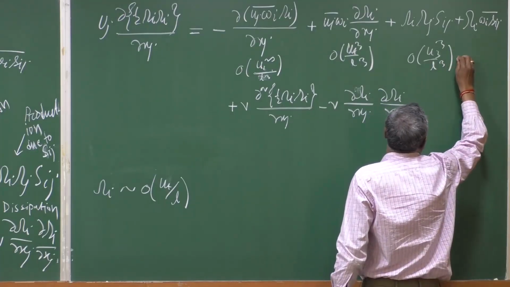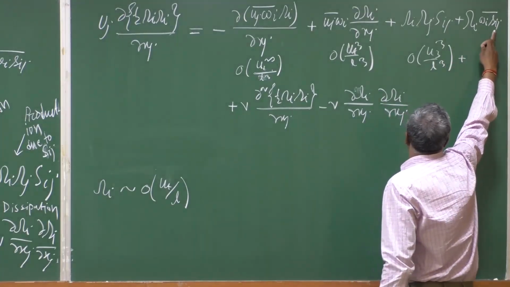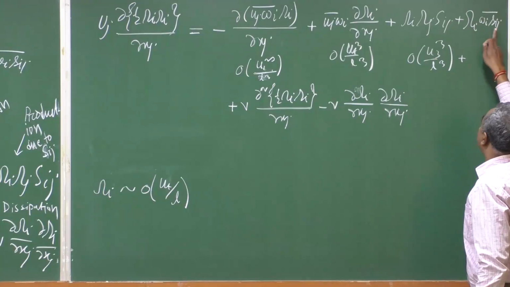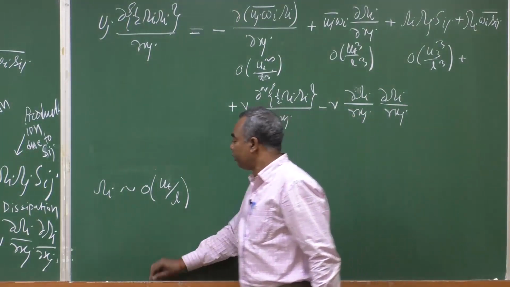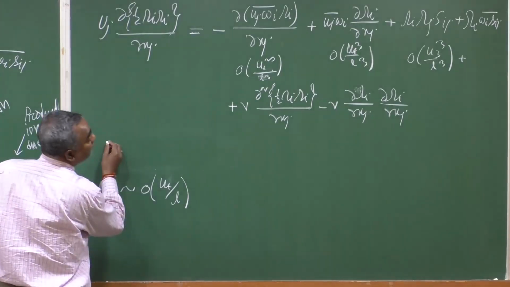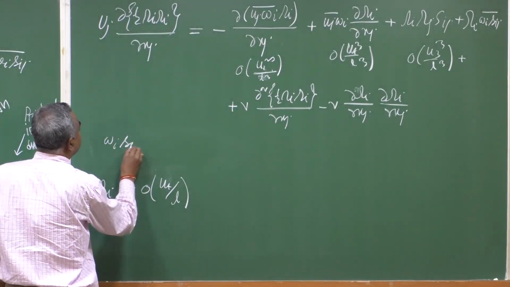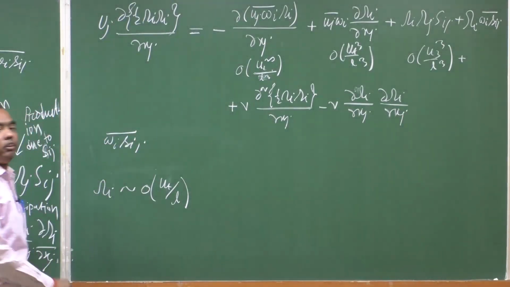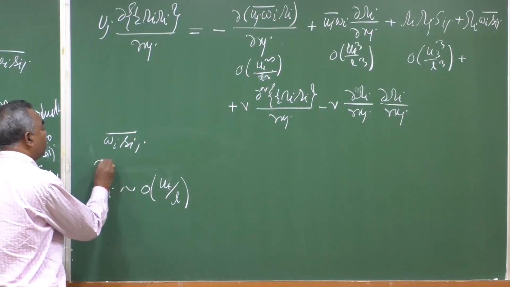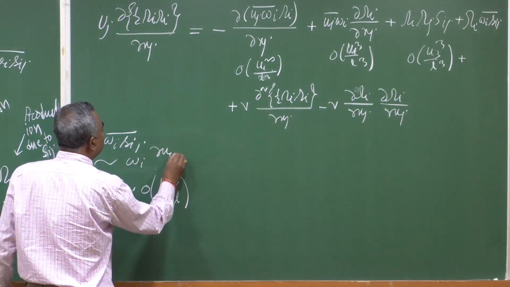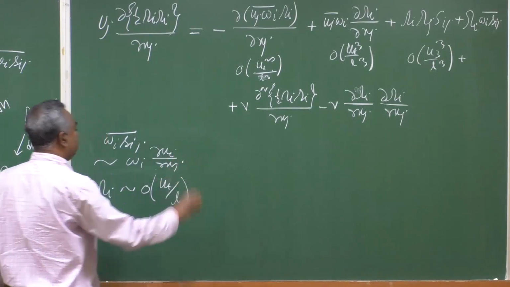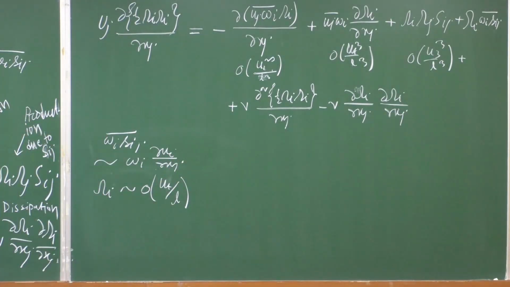Okay. What is the order of this term? Once again, this particular term, if you can remember, what is that? Omega_i S_ij. Okay. So, omega_i S_ij is equivalent to omega_i del u_i del x_j. That is what we have done in the last class, right.